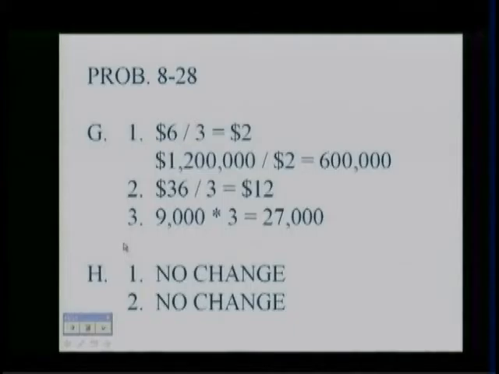If you're doing a 3-for-1 stock split, then your stated value is 1/3, but the number of shares is 3 times as great. So you would multiply that by 3. So 9,000 times 3 would be $27,000.